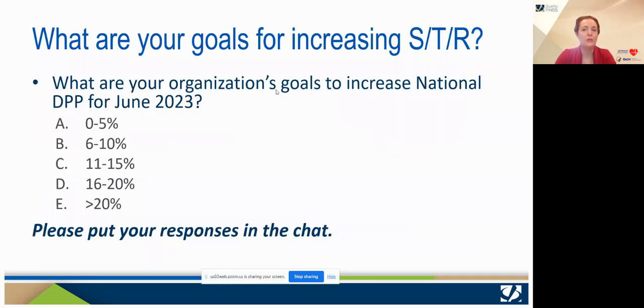So quickly, we would love to know, what are your goals for increasing screen, test, refer within your organization? Everyone, please put your responses in the chat queue. This won't be a poll. Between now and June of 2023, what is your organizational goal for increasing referrals to the National Diabetes Prevention Program? Is it 0 to 5, 6 to 10, 11 to 15, 16 to 20, greater than 20? Please put those in the chat.